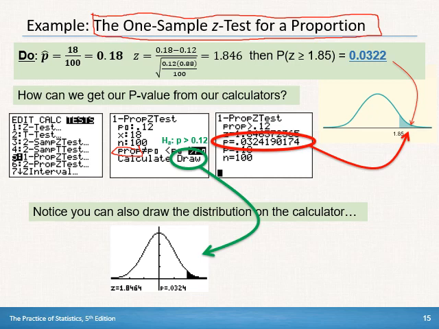Now you could also, instead of hitting calculate, select draw and hit enter, and it will actually draw the shaded region on the normal curve, just like we have up here. So it will draw the normal curve for you as well. You have to run through it again and then select draw to get that. All right.